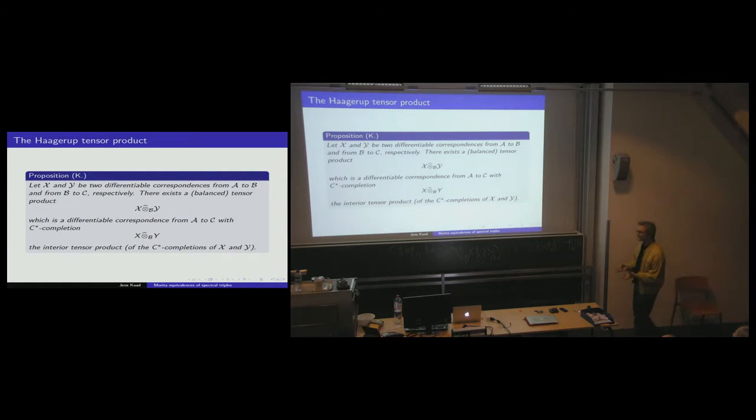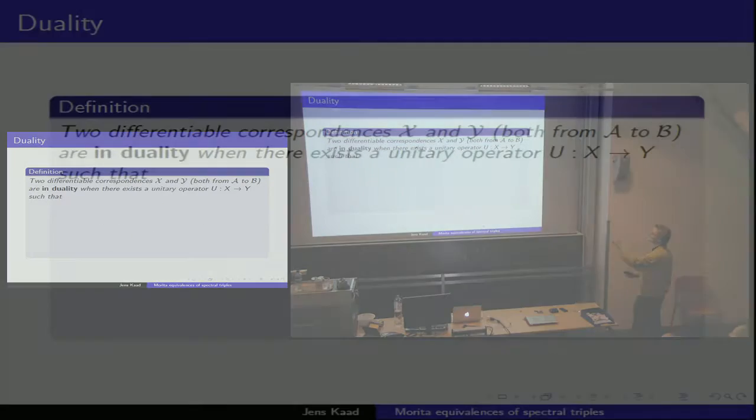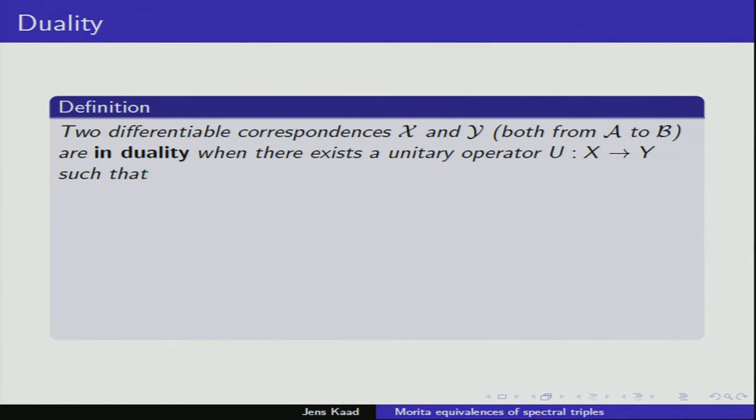So actually, in order to get a nice notion of Morita equivalence, I have to introduce an extra equivalence relation, which is not just mere unitary equivalence of two differentiable correspondences. It's more flexible than that. And you will see now what it is. So we say that these two differentiable correspondences are going to be in duality.